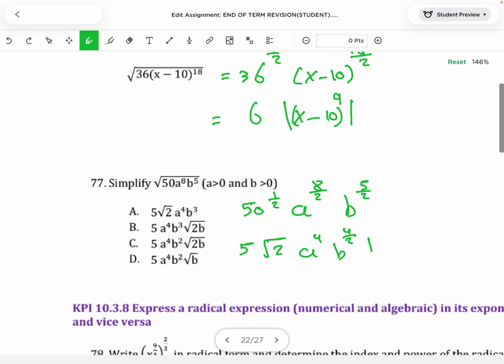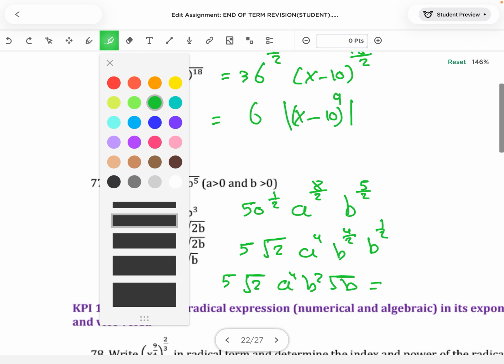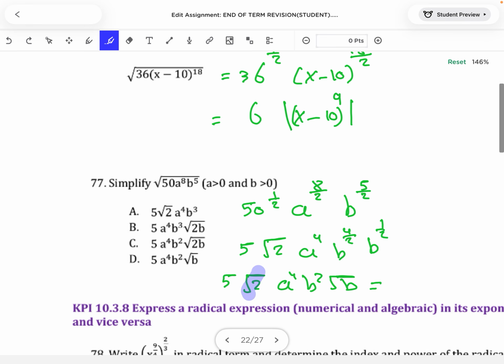I will write it as 4 over 2 and 1 over 2. So it will be 5 radical 2, a to the power 4, b to the power 2, radical b. Again, radicals with each other. So it will be 5 a to the power 4 b to the power 2 square root of 2b.